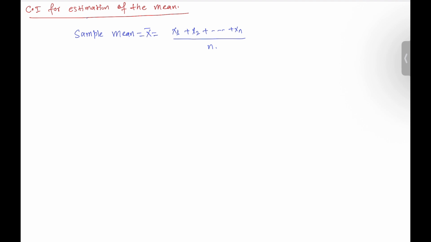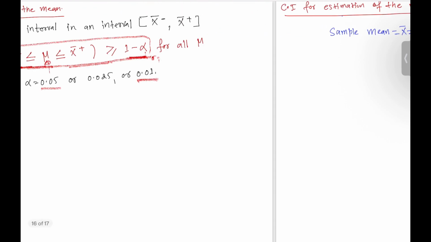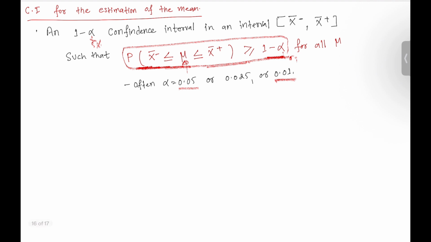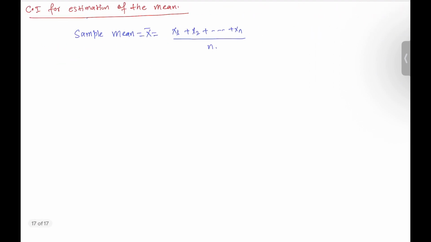Last video we were talking about the confidence interval and we looked at the interpretation of the confidence interval. In this video, let's try to construct a 95% confidence interval, and the procedure will be the same for constructing a 99% or 90% confidence interval. So we have this sample mean.